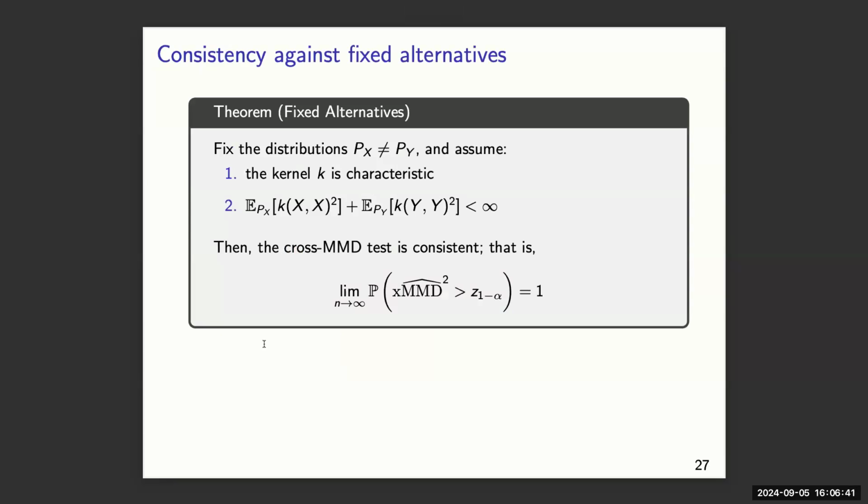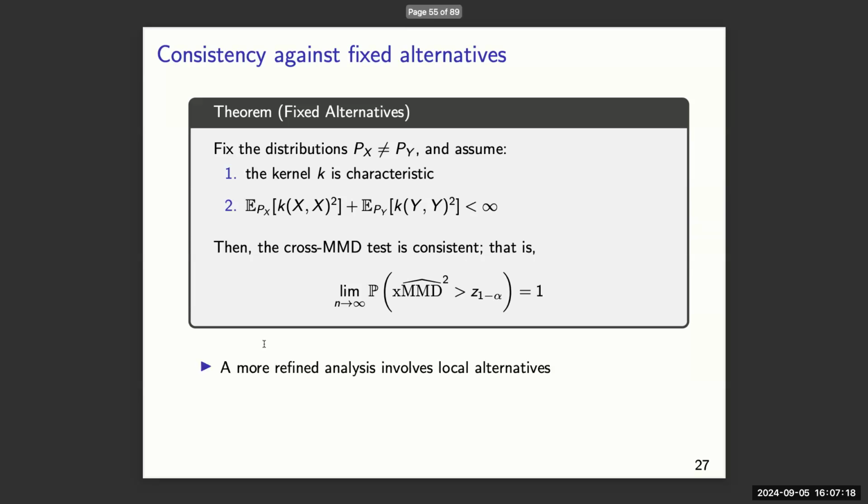Okay, so that was all about the performance under the null. Now we want to see how this test performs when the null is not true. The bare minimum requirement of any test, if the null is not true, is that if you keep the problem fixed and keep increasing the sample size, you want it to be able to detect it eventually. That is what is formalized in this statement. If the kernel is characteristic and some second moment conditions are satisfied, then the cross-MMD test is consistent. That is, as the sample size goes to infinity, the probability that it exceeds the threshold z_{1-alpha} is equal to 1. So that's a good sanity check.